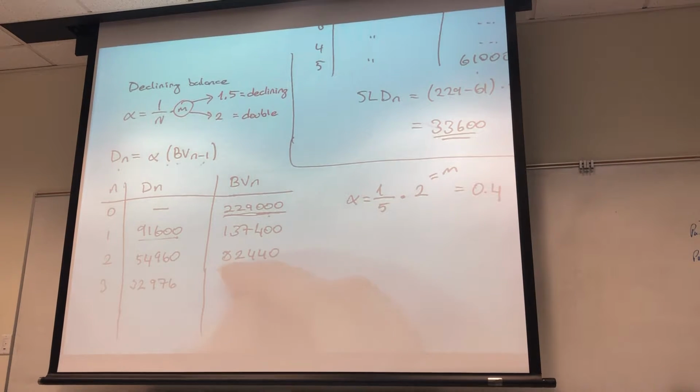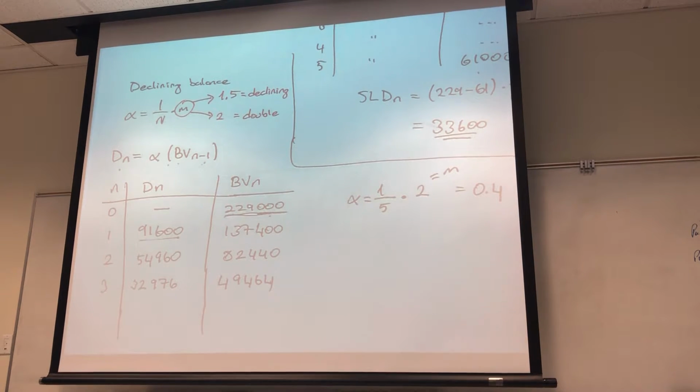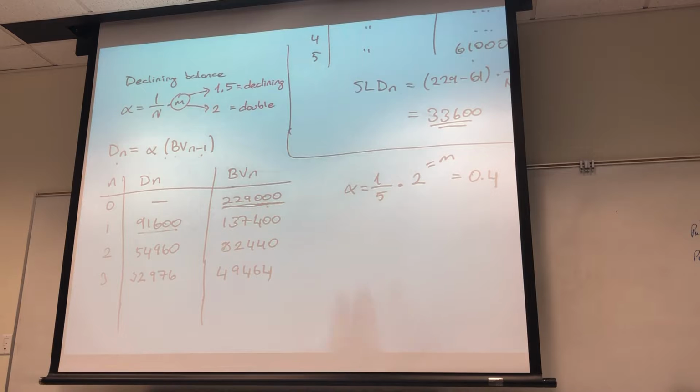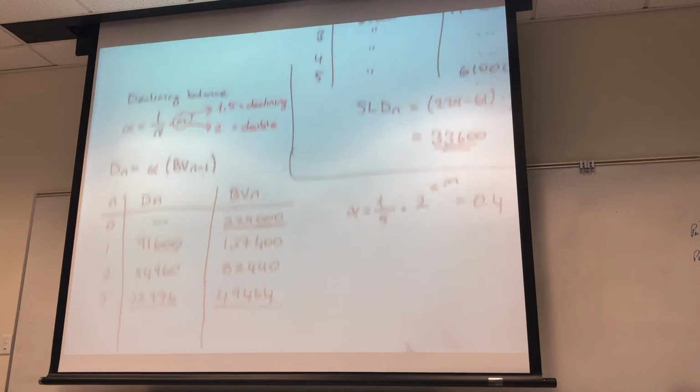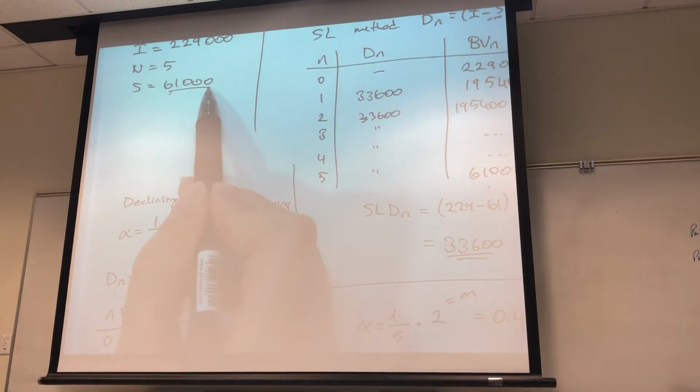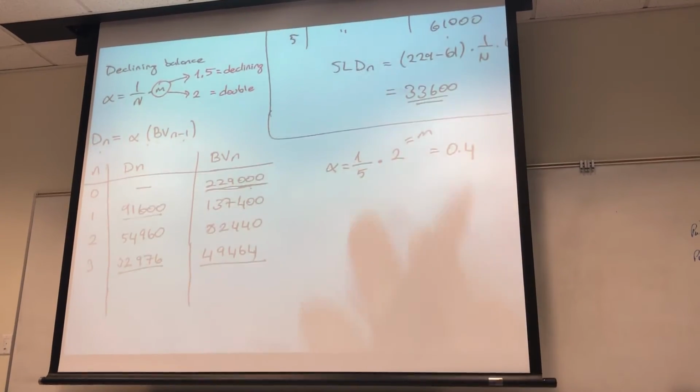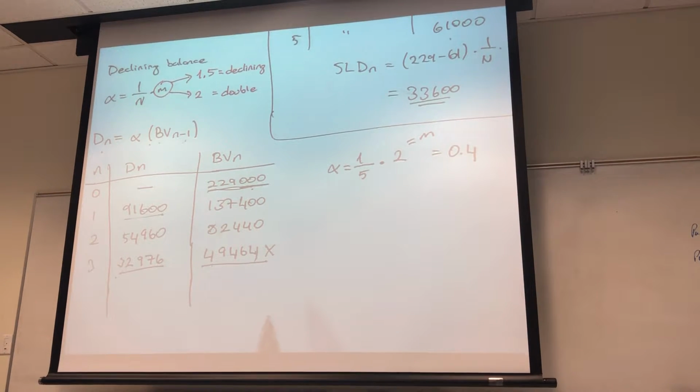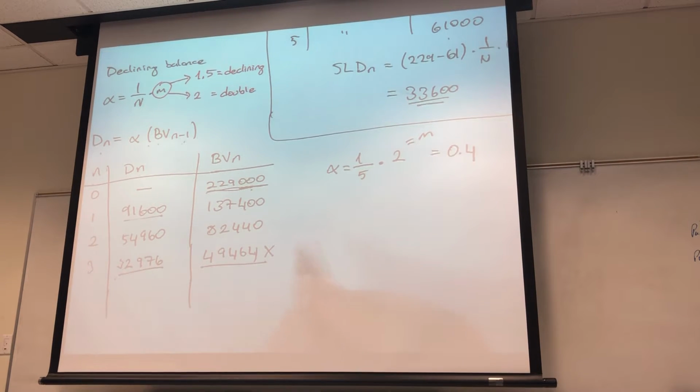So what we do here is we find the dn, and we observe that the book value is less than the salvage value, right? Then we say, no, this can't happen. This should be equal to 61,000. And if this is 61,000, what's our depreciation going to be rather than 32,000? It's going to be the difference between the consecutive ones. So 82,440 minus 61,000.